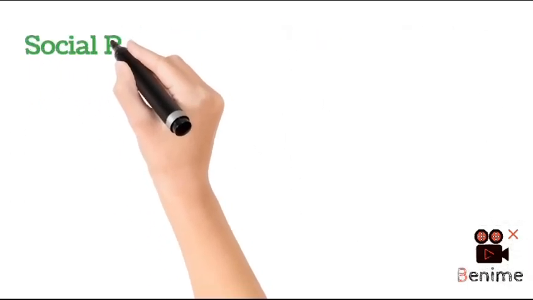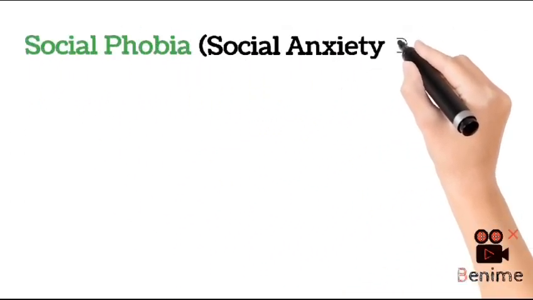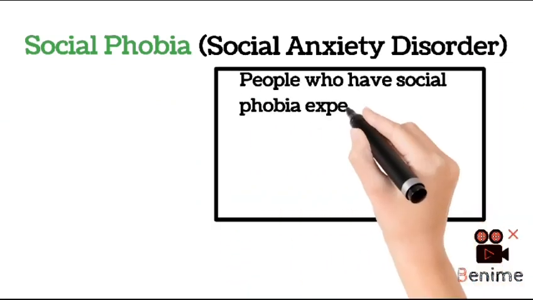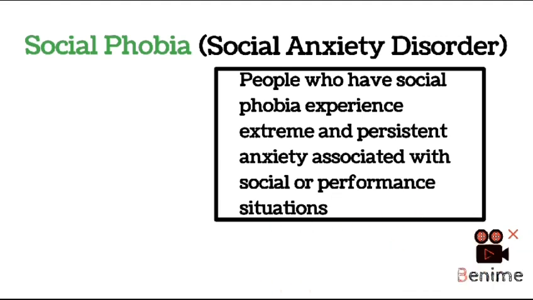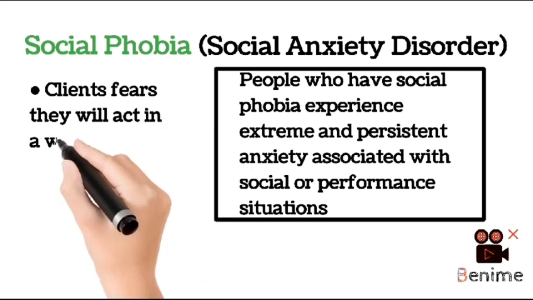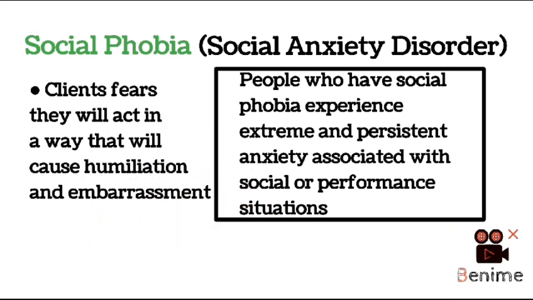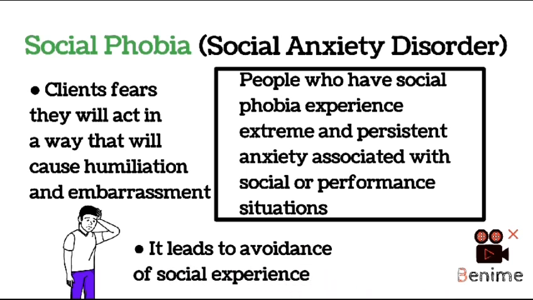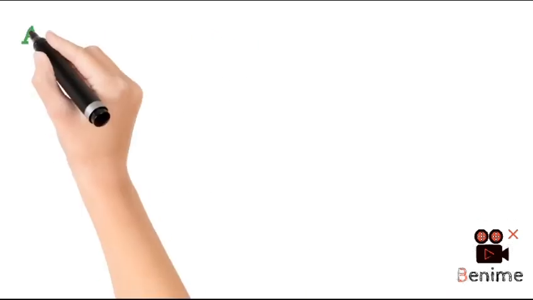Social phobia. It is also known as social anxiety disorder. Social phobia is a type of anxiety disorder. People who have social phobia experience extreme and persistent anxiety associated with social or performance situations. The client fears they will act in a way that will cause humiliation and embarrassment. It leads to avoidance of social experiences.